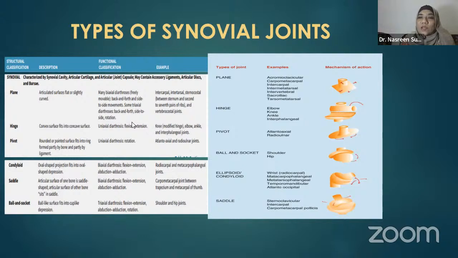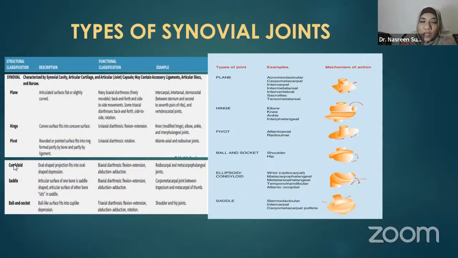Hinge joint means there is one convex surface and one big concave surface. Concave surface, convex surface. If it is like this, then it is called a hinge joint. Examples are elbow joint, knee joint, ankle joint, interphalangeal joint. Pivot joint means there will be one rounded point, along which the other bone will be revolving. That is called a pivot joint. Examples are atlantoaxial and radioulnar joints. Atlantoaxial is in the skull.